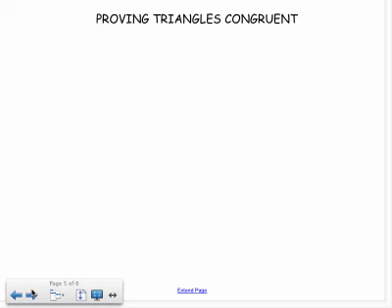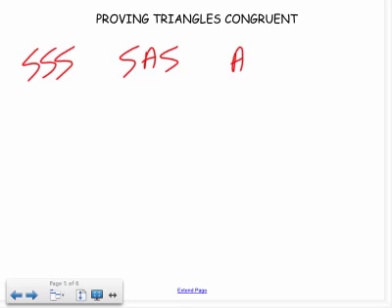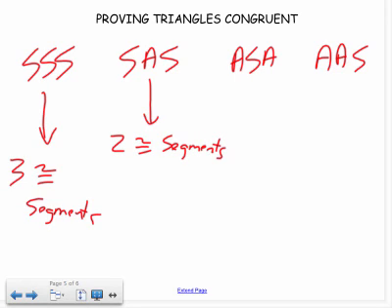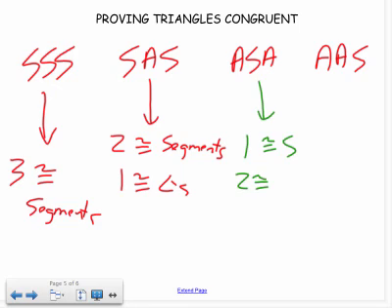So lastly, just covering them all, remember we have side, side, side. We have side, angle, side. We have angle, side, angle, and angle, angle, side. So basically just know that if I'm going to use side, side, side, I should have 3 congruent segments in my proof somewhere. If I'm going to use side, angle, side, I should have 2 congruent segments and 1 set of congruent angles. So on and so forth. Here I'd have, oh, I lied, 1 congruent segment and 2 sets of congruent angles.